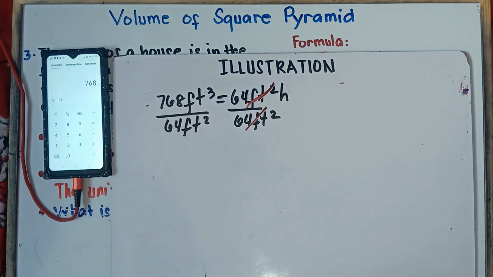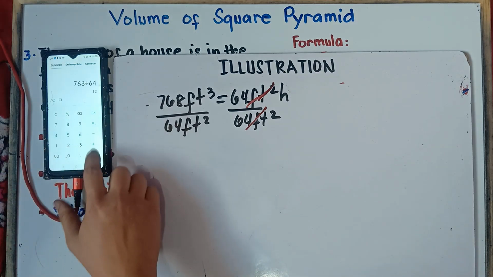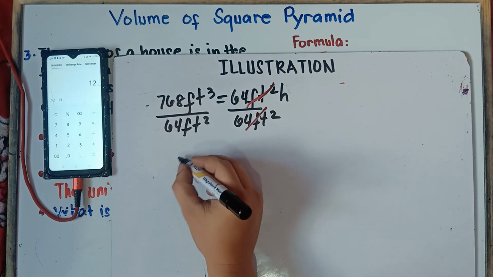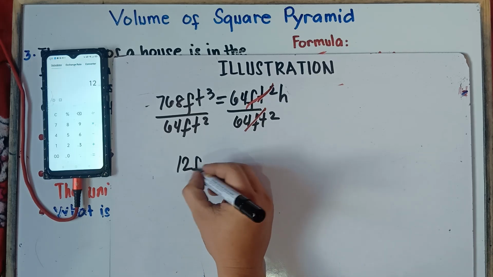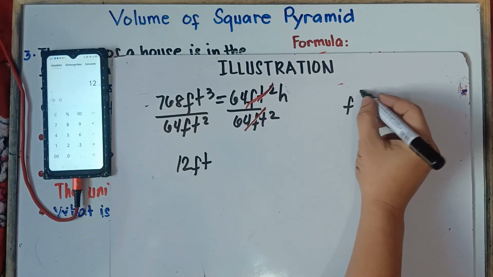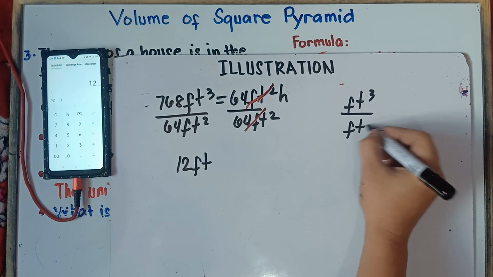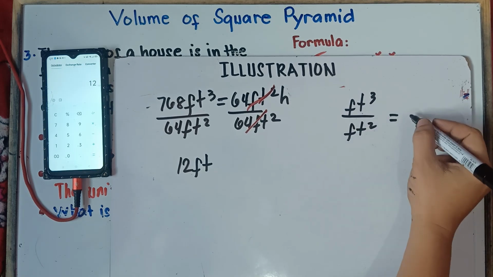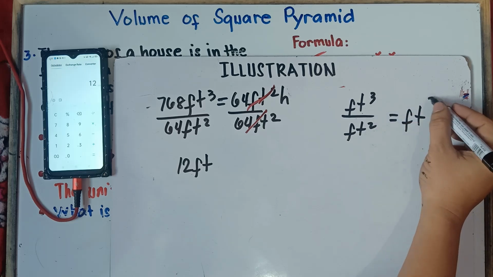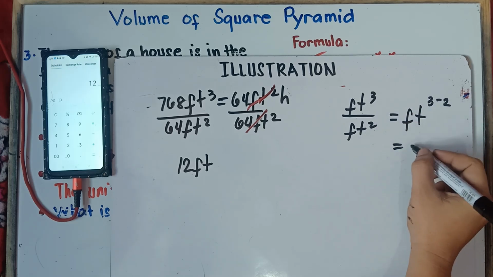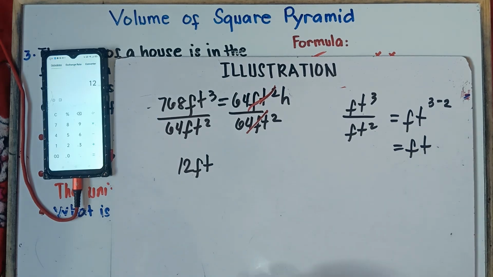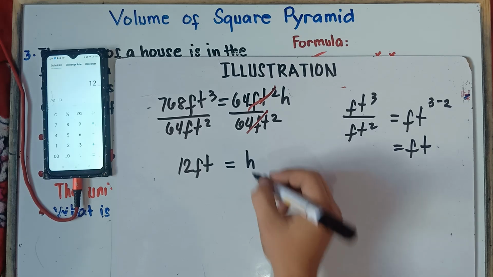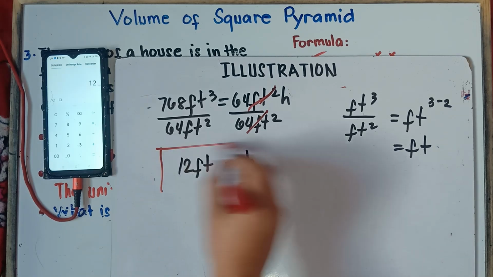So 768 divided by 64, and the answer is 12. And then cubic feet divided by feet square, that would be feet. Simply subtract the exponent. Copy the units, copy feet, and then subtract the exponent. 3 minus 2, and that would be feet raised to the power of 1, or that would be feet. So that would be 12 feet equals, copy h. That's it, class. All set.